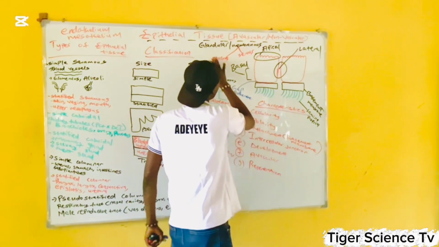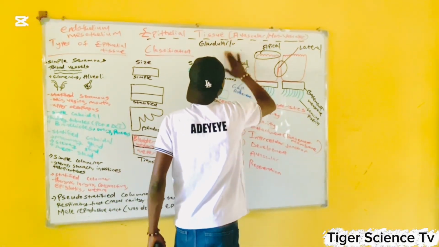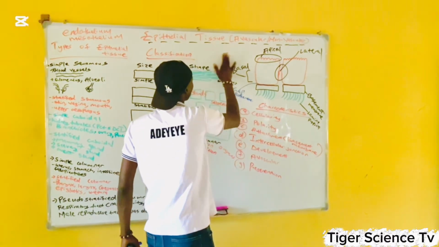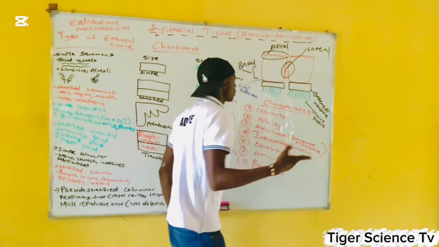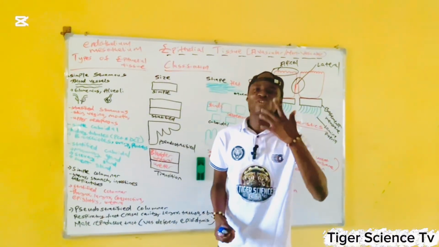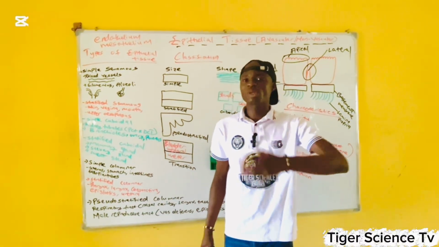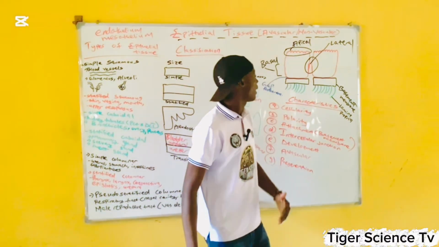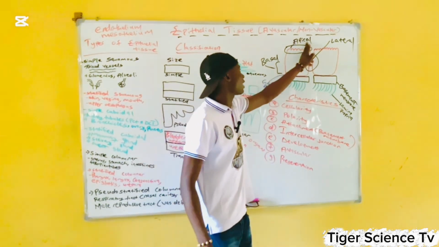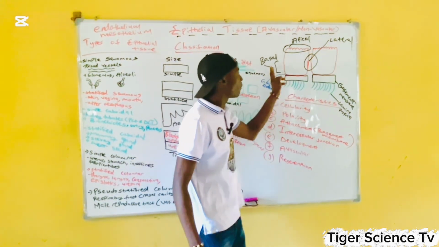Alright, class, those are the things that you still need to know, the basic things about epithelial, so that you don't get confused whenever you do your test. Look out for many sources that you could have. Now, there are 3 surfaces of epithelial tissue that you must know as a science student. We have the apical surface, the lateral surface, and the basal surface.